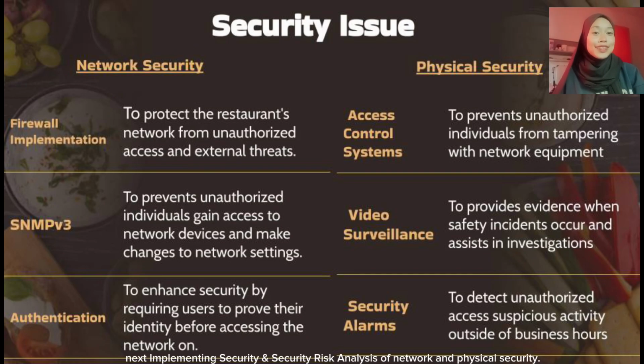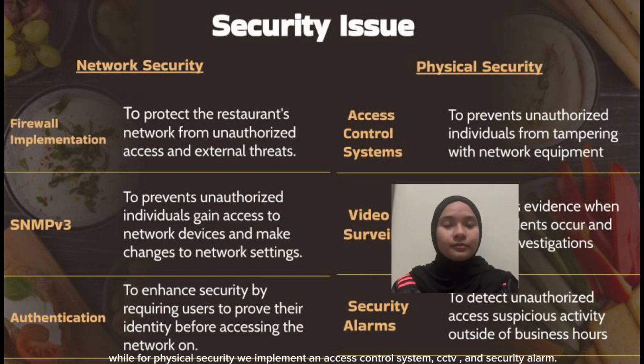Next, implementing security and security risk analysis for network and physical security. For network security, we implement a firewall, SNMP version 3, and user authentication. While for physical security, we implement an access control system, CCTV, and security alarm for our restaurant.